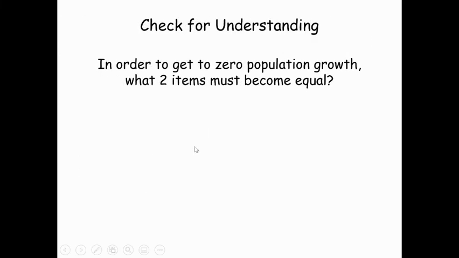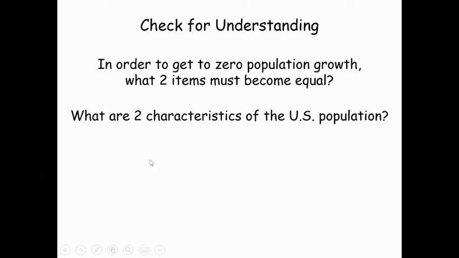All right, use this as an opportunity to practice a little bit. In order to get to zero population growth, what 2 items must become equal? You might want to take a look at number 14 if you can't remember. Yeah, so the total fertility rate must become equal to the fertility replacement level. Total fertility rate's 2.5. Fertility replacement level is 2.1. Therefore, we still have a net population growth. We are not at 0.